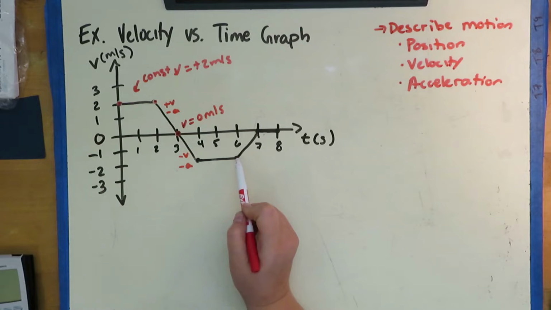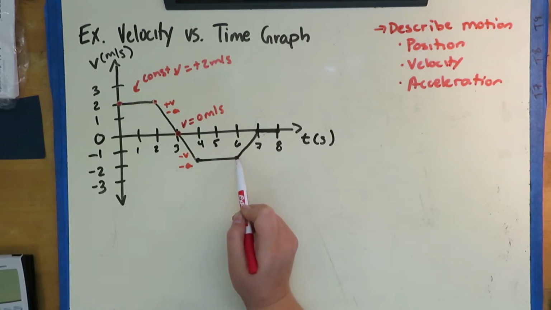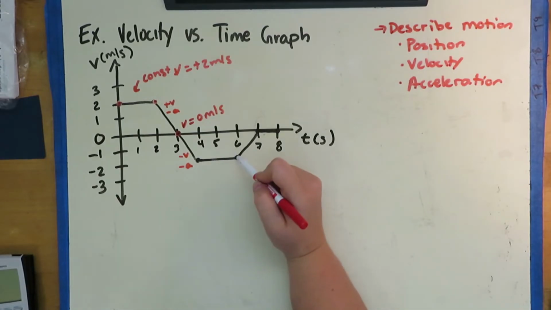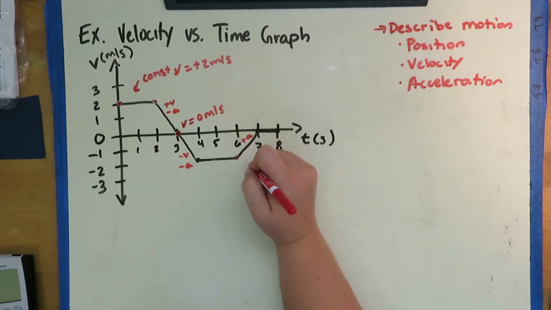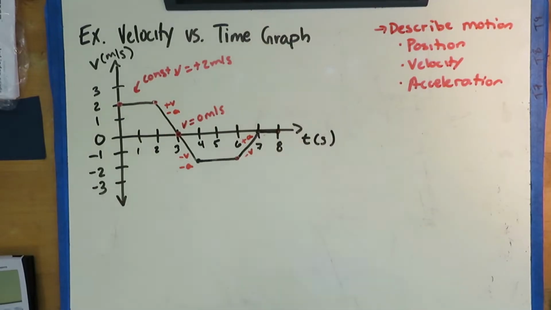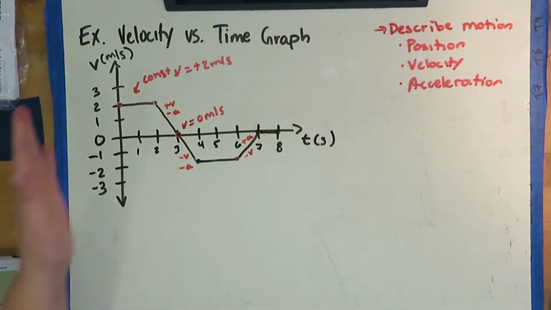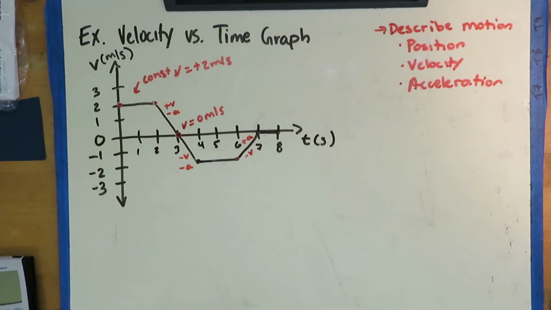Then from 4 to 6 seconds, it's going to move at that constant negative velocity of 2 meters per second until 6 seconds. At 6 seconds, we are going to have a constant positive acceleration. So now we have a positive acceleration, but our velocities are still negative. So we're going to slow down and we come to rest at 7 seconds, and we're going to remain at rest until 8 seconds. So there we're kind of describing all the different things that's going on.